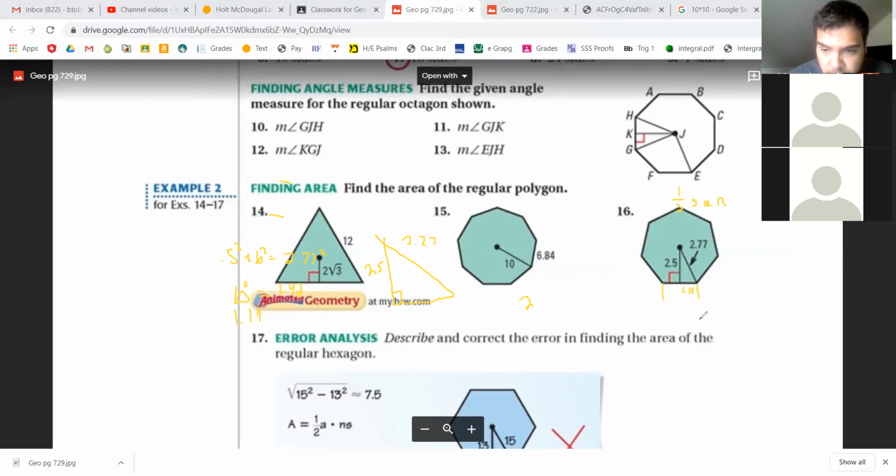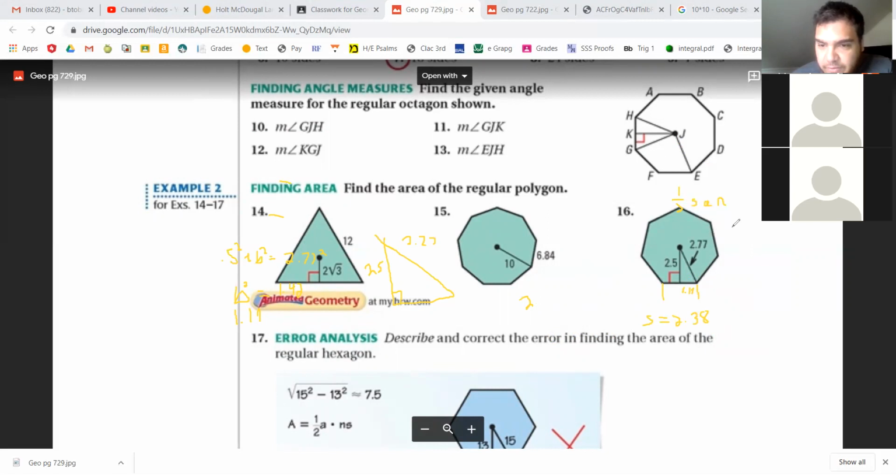1.19 times 2. Good. 1.19 times 2. That's going to give you the whole side length. And since this is regular, it'll give you all the side lengths. So 1.19 times 2 is 2.38. Okay? So this is our S, the size of the side.